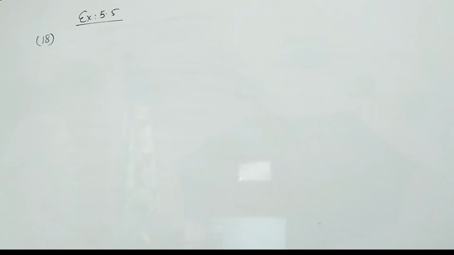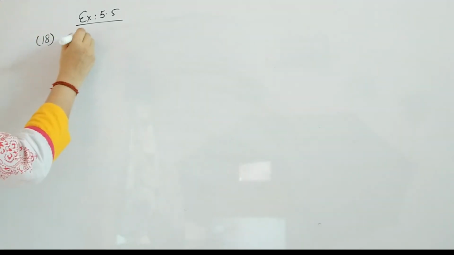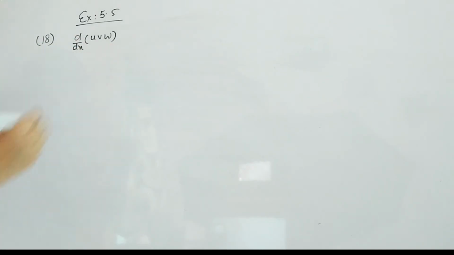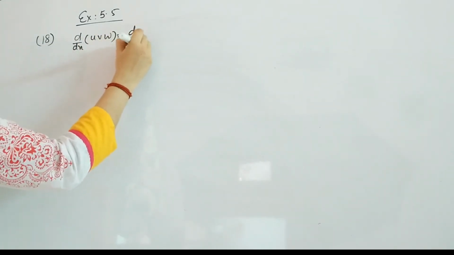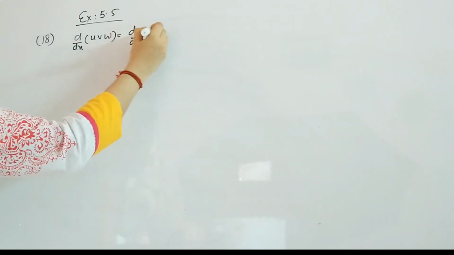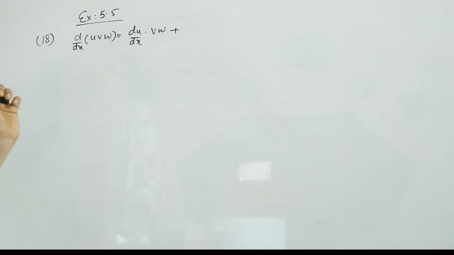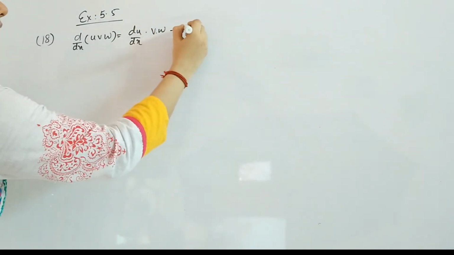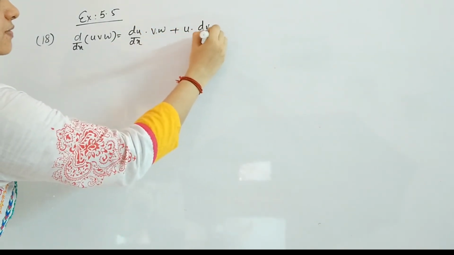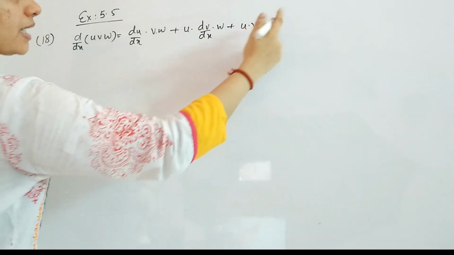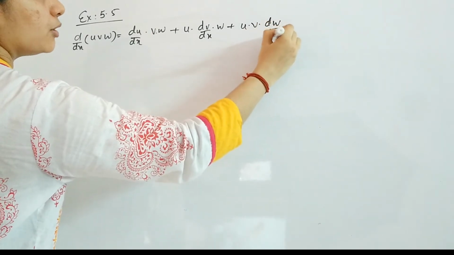18th question is, if u, v, w are three functions of x, then show that d by dx of the product of the three, u, v, w, is equal to du by dx, that is derivative of the first one, into both the terms v and w, plus u into derivative of the second one into w, plus u into v into, that is first into second into derivative of the third one, that is dw by dx.